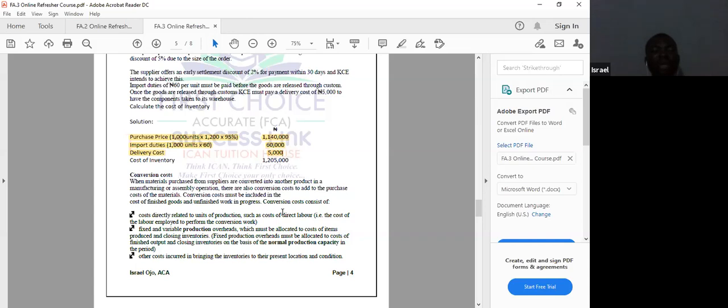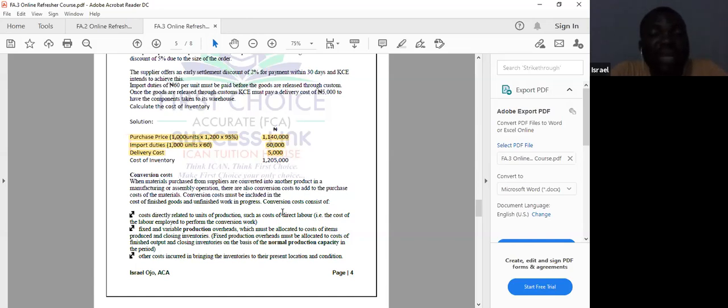1,205,000. So let's look at the next one, which is conversion cost. Now we are still under cost. We have not left cost. But what we have done is, when the cost does not involve the conversion, when it does not involve you operating it or changing the form of the inventory before you can sell them.